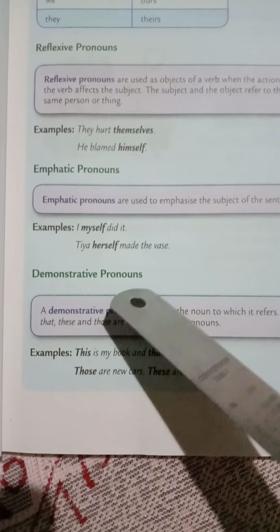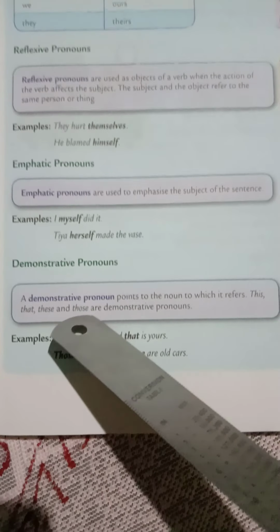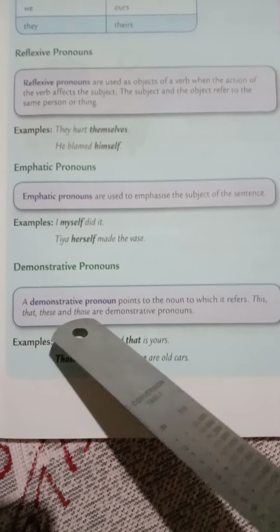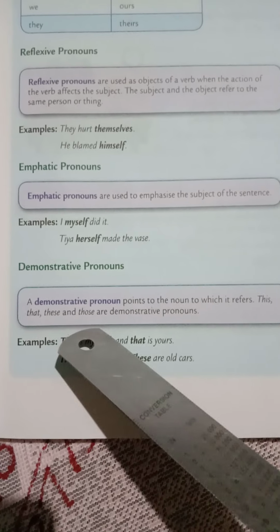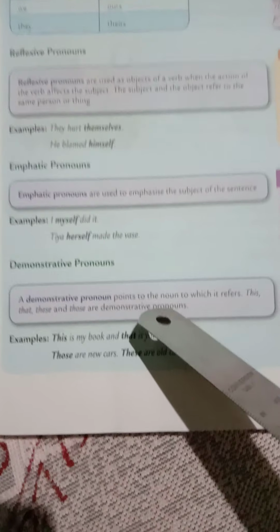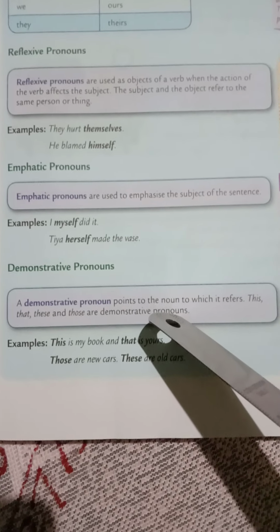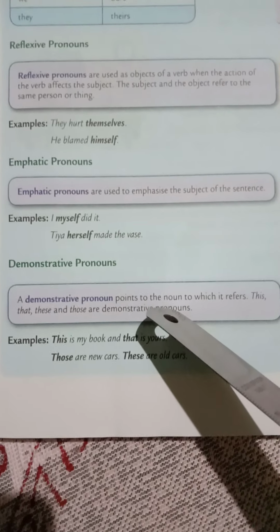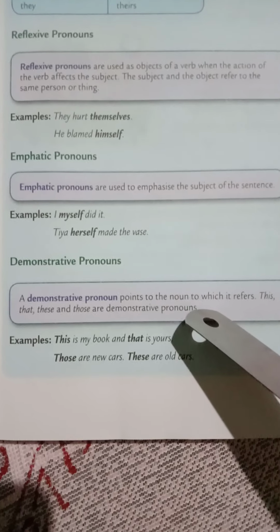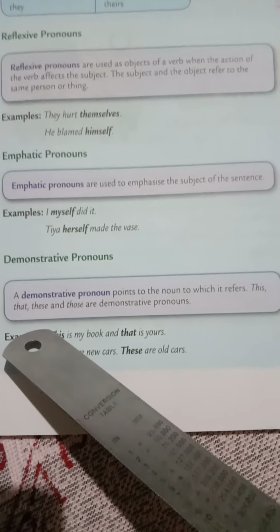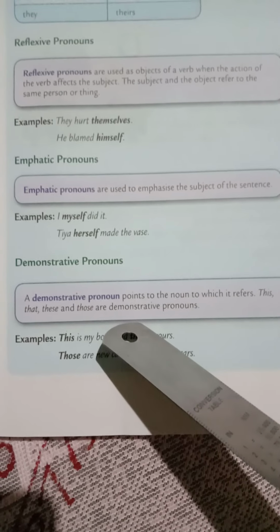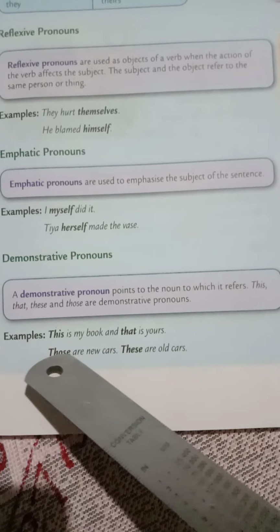The next is demonstrative pronoun. What is demonstrative pronoun? Very easy. A demonstrative pronoun points to the noun to which it refers. This, that, these and those are demonstrative pronouns. So demonstrative pronouns are used to point out the noun to which they are referring. Okay, this, that, these and those, they are all demonstrative pronouns. They are showing the belonging.